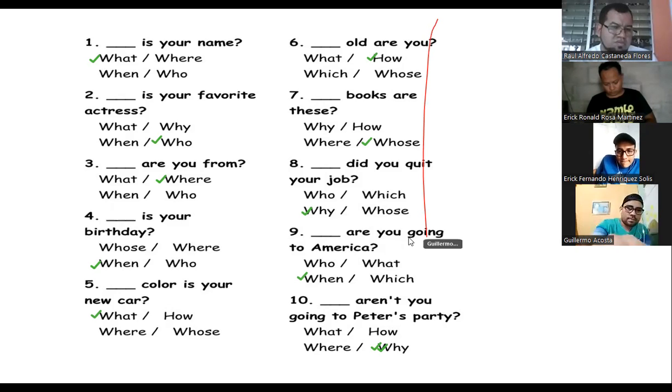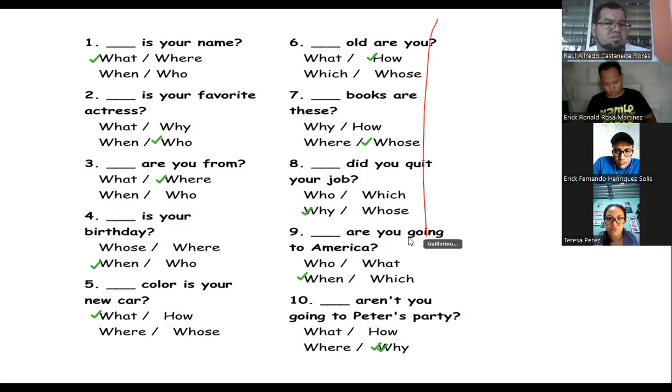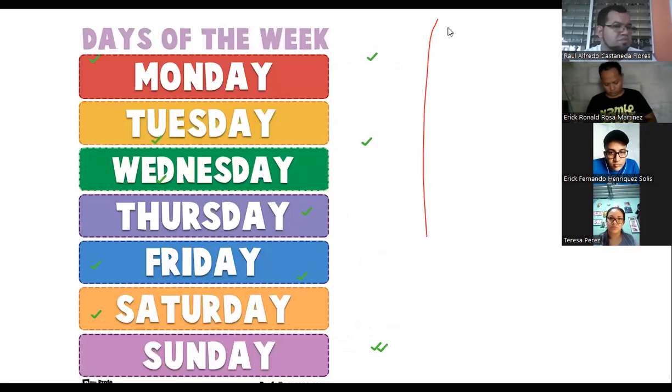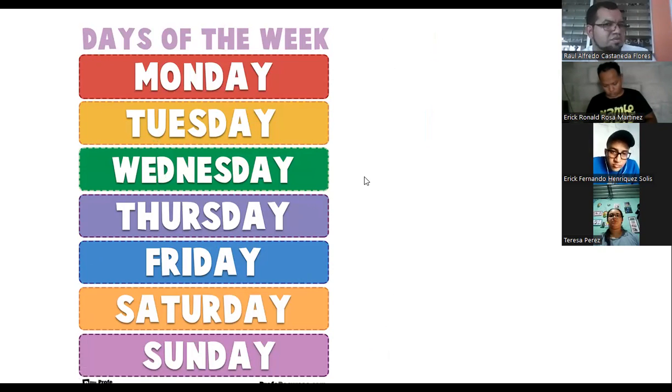Before we finish the class, gracias por enviar sus preguntas. Good job. Okay, great. No sé quién es la oveja negra, but... Okay. Good. Before we finish the class, I'm going to tell you some vocabulary. This is important vocabulary.